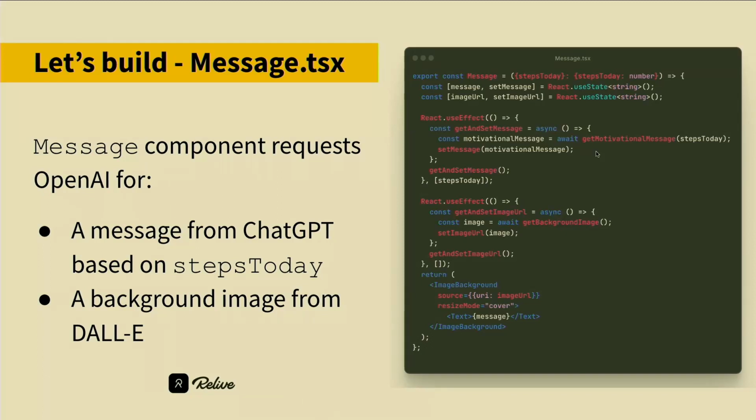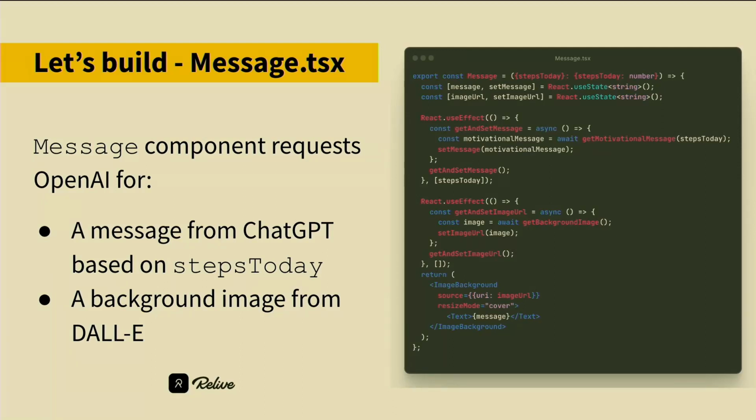So now we get to the message component, and this is where the magic actually happens. Here we have two effects. The bottom effect that you see here is making an API request to DALL-E to get the unique background image that I spoke about earlier. And the effect at the top also fires on mount, and that gets the motivational message.